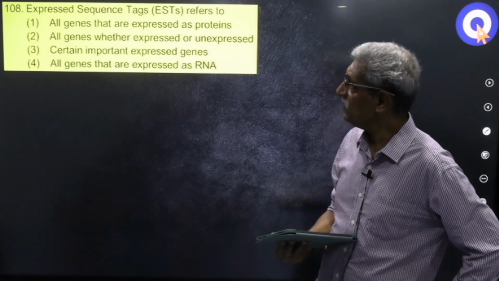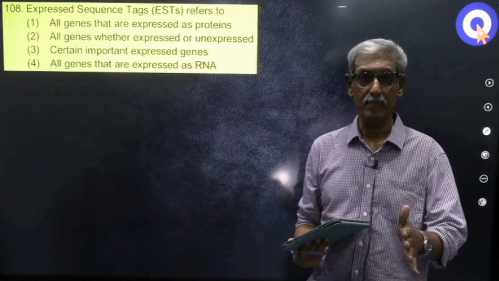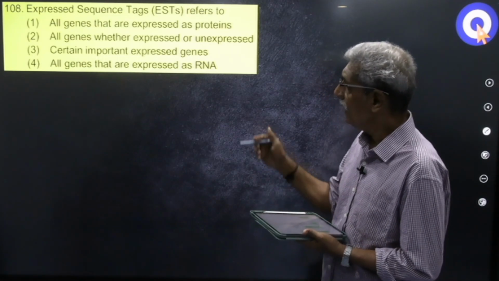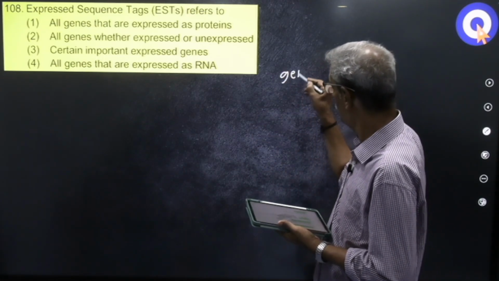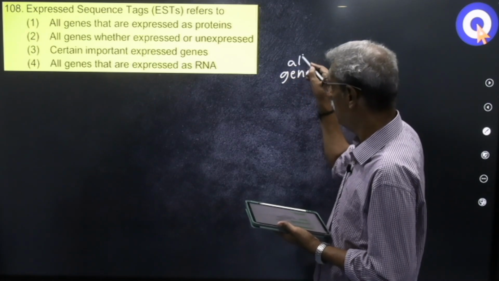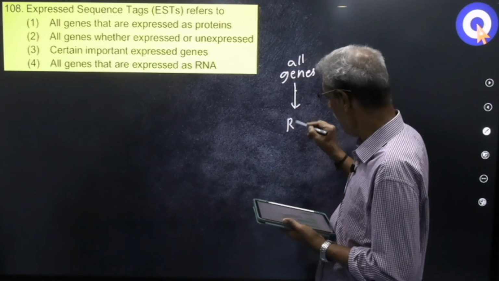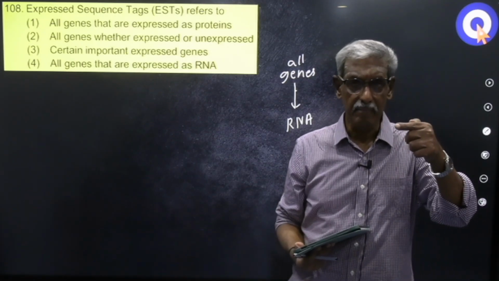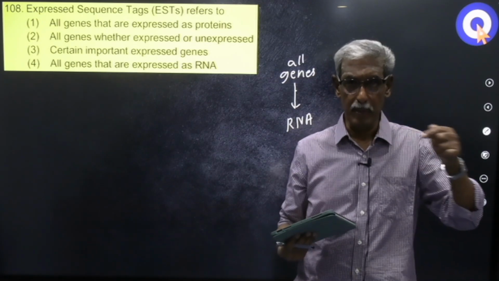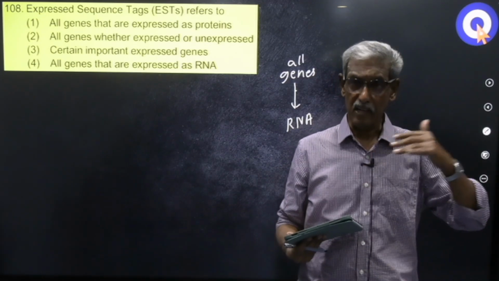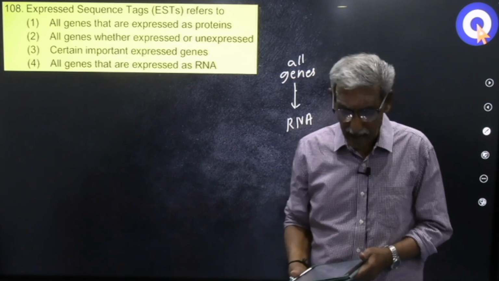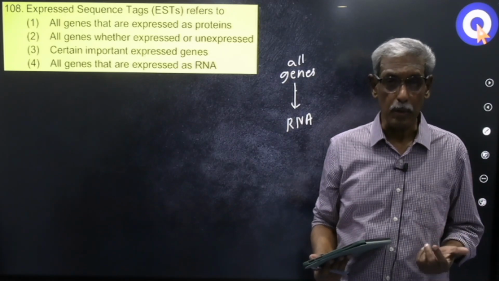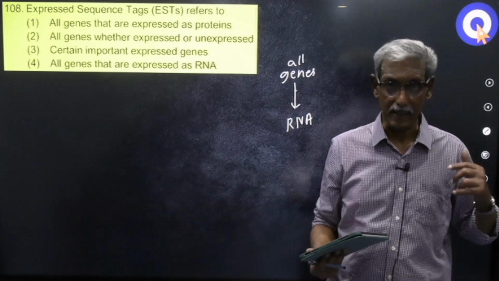What do you understand by expressed sequence tags? Expressed sequence tags, that is ESTs. ESTs primarily refer to all genes which primarily code for what is called RNA. You know, primarily what happens is a gene is a stretch of DNA. And when you take a gene, it is basically split. A gene has expression sequences which are called exons, and it has intervening sequences which are called introns. So expression sequences code in a particular pattern.